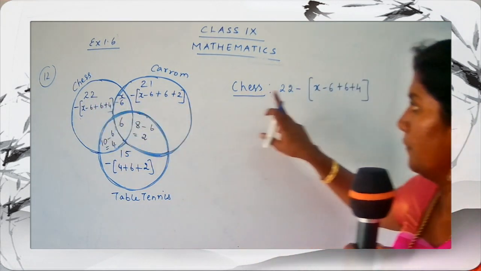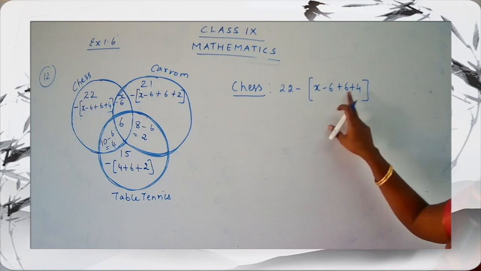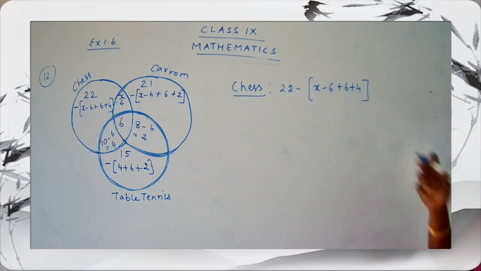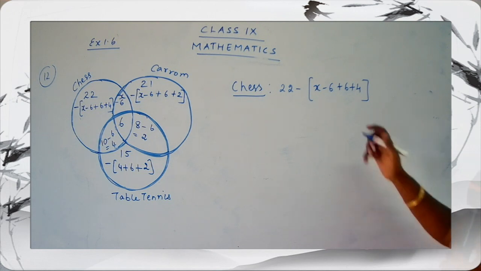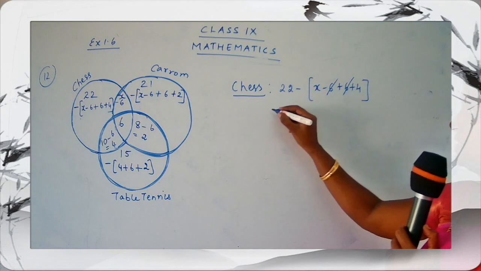It's 22 minus, I have told you that you have to use a bracket when you are adding the remaining parts. X minus 6 plus 6 plus 4. Okay? Just put your pens down, children. Put your pens down and listen to me carefully. So for chess what do you have? 22 minus x minus 6 plus 6 plus 4. Here minus 6 plus 6 gets cancelled. So now what is left here?